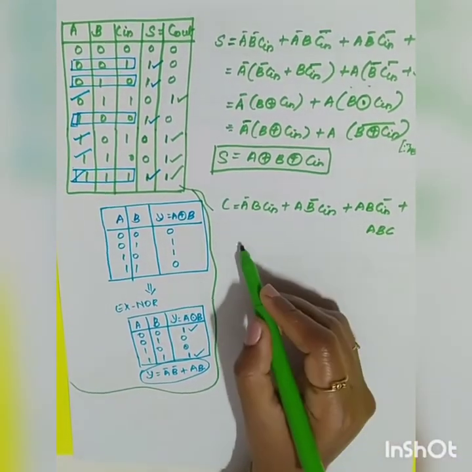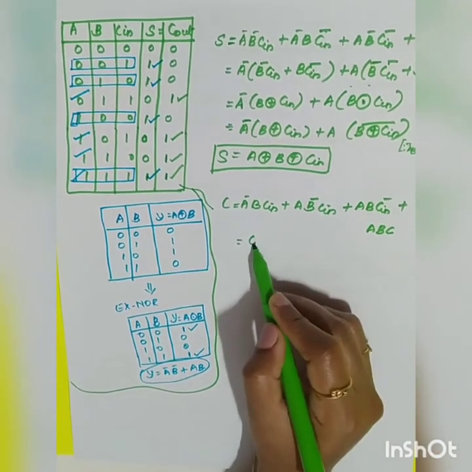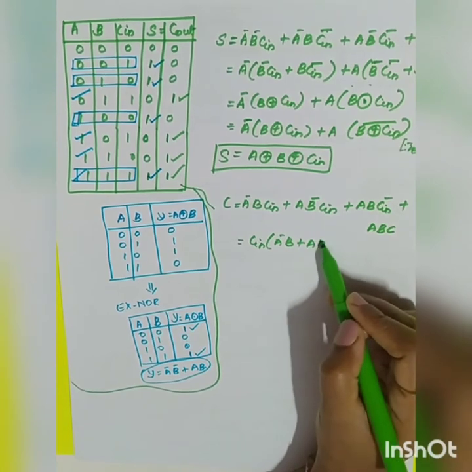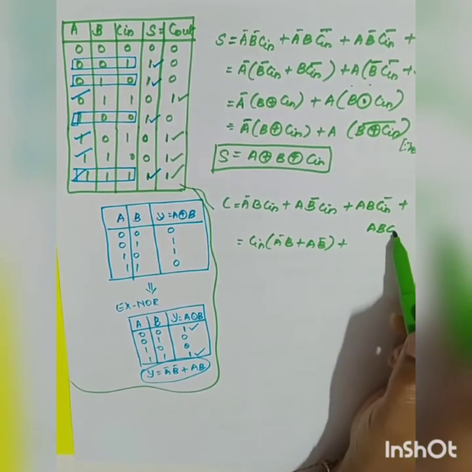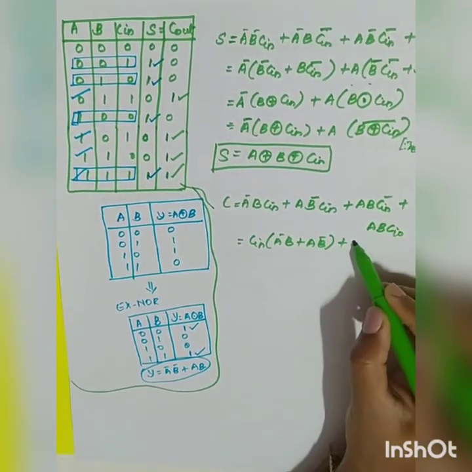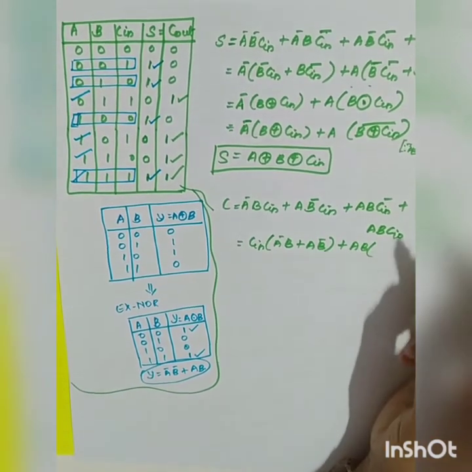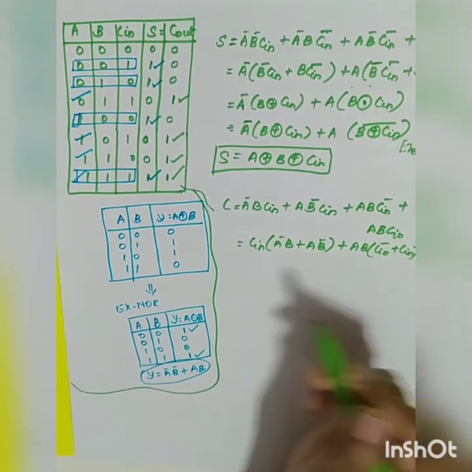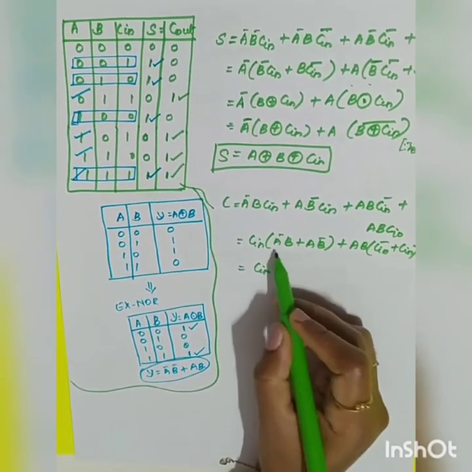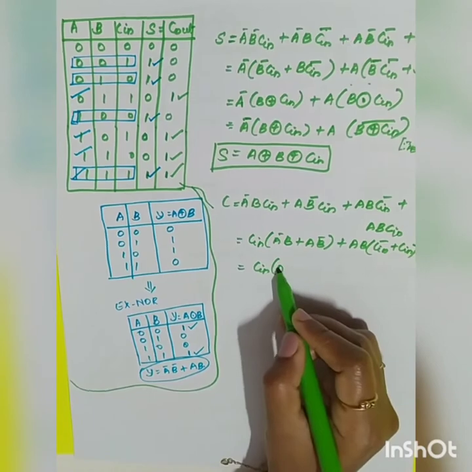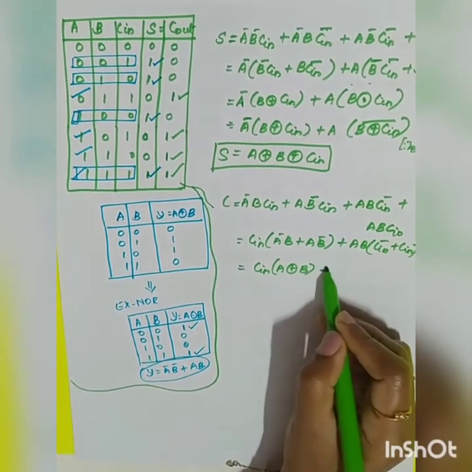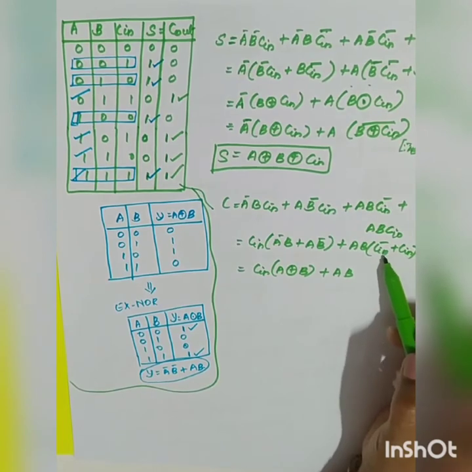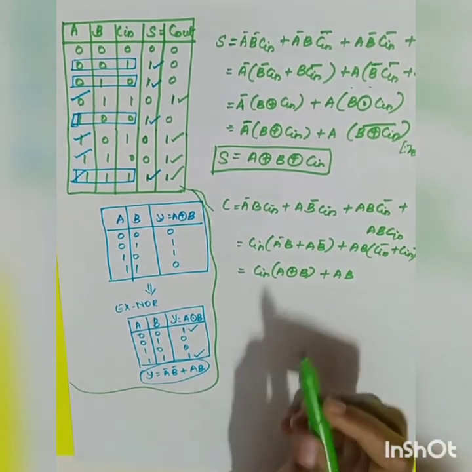Okay, now can I take C in as common? If I take C in as common, A bar B plus A B bar. Plus, what here, it is C in, right? So if I take A B as common, you can take C in bar plus C in, okay? So C in into A bar B plus A B bar. So it will be A XOR B, plus A B, because C in plus C in bar is always equal to 1, okay?